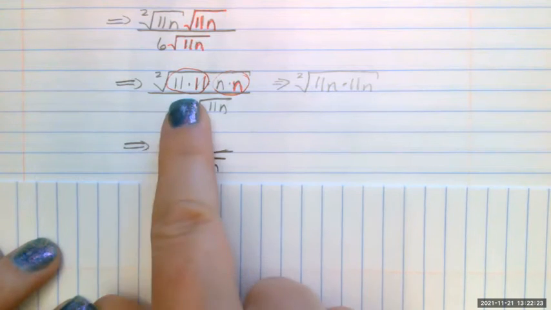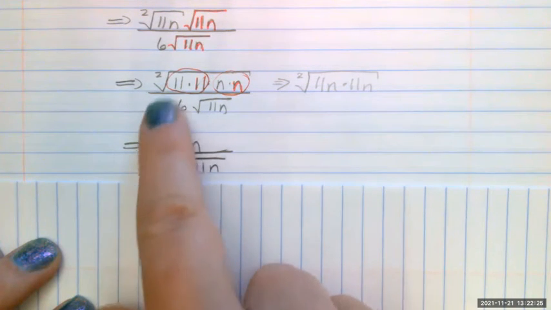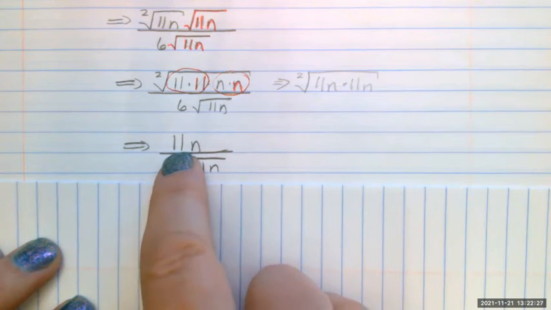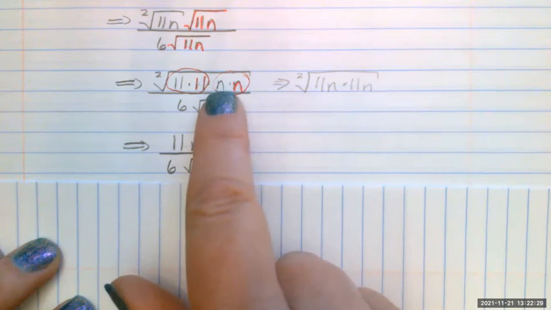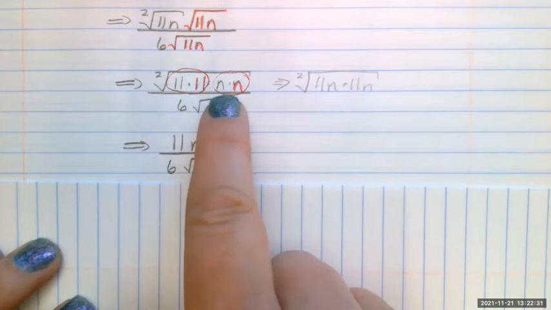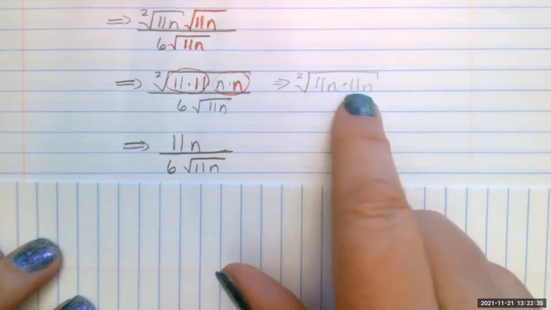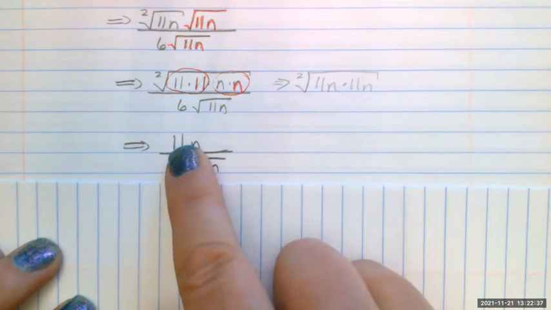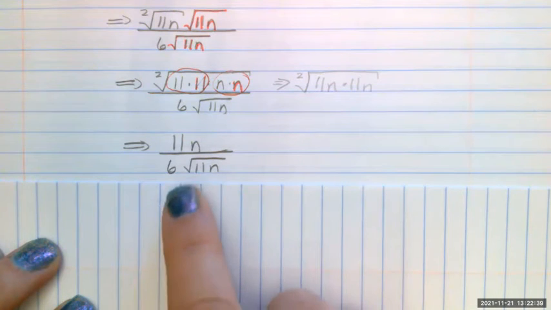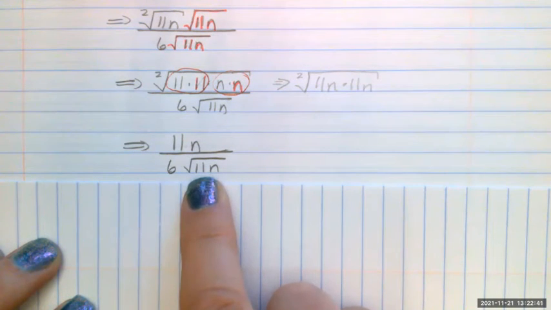Since I have 2 11's, that comes out as an 11. Since I have 2 n's, and I need 2 of a kind, remember that, then the n's pop out. Or again, I have 2 11n's. I have an 11n when I pop that out. The denominator remains the same.